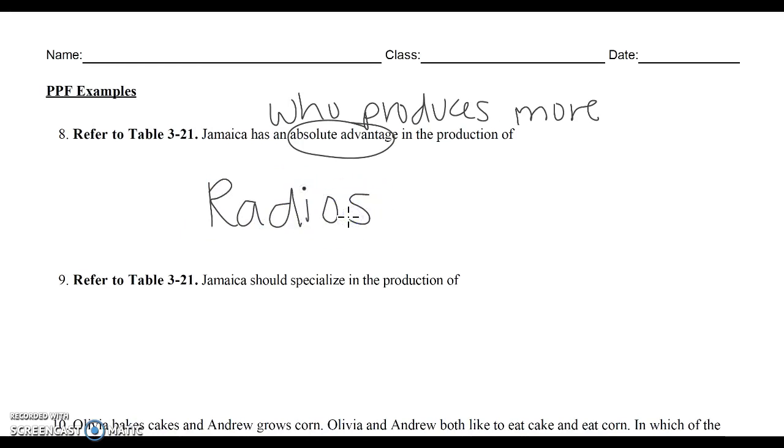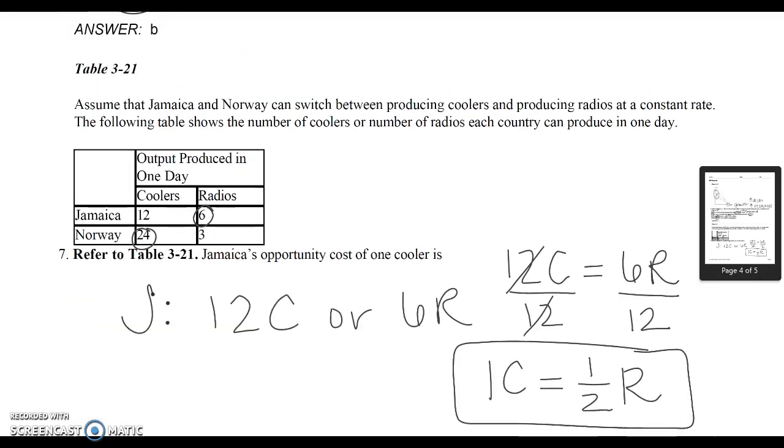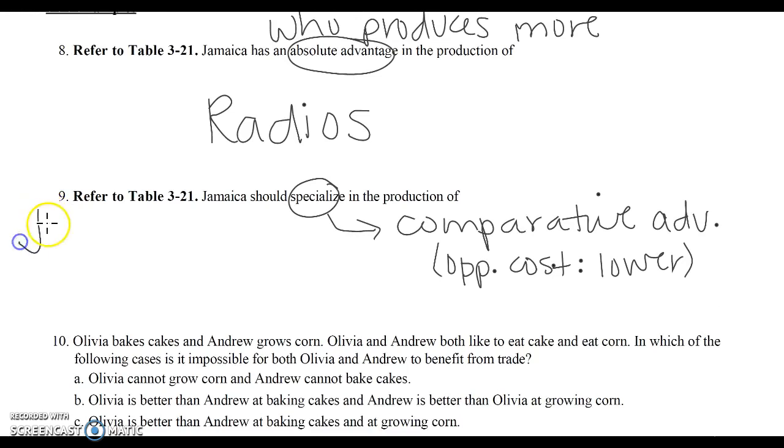All right, now number 9 is asking about what you should specialize in, and specializing is based on comparative advantage. And remember, comparative advantage is based on opportunity cost, and you want the lower cost. Sorry about that sound. Something went off in the background. So if we look here, we already know that for Jamaica, 1 cooler costs half a radio. So let's write that here. Jamaica, 1 cooler, half a radio.